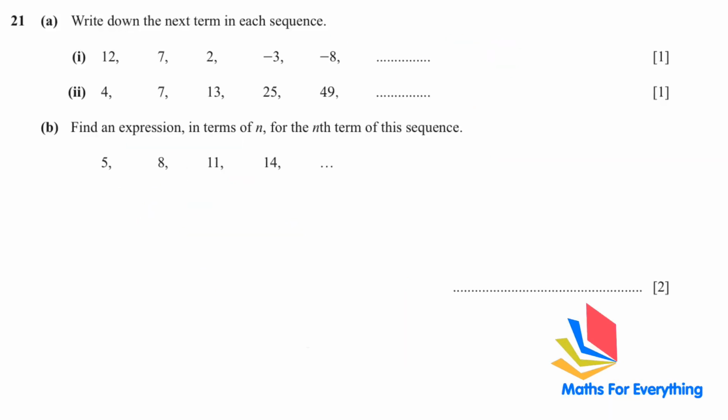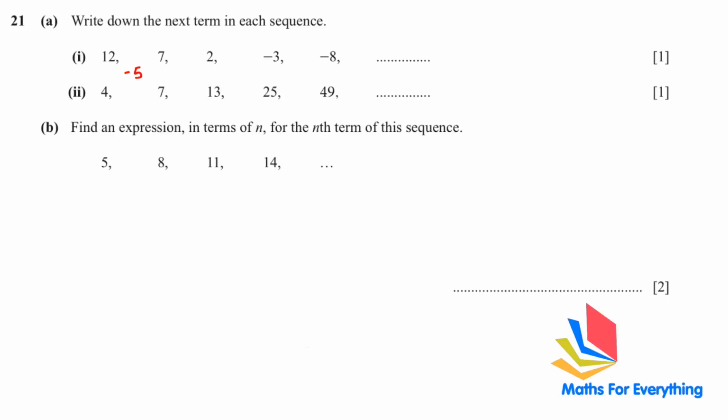Question number 20 is a sequence question. We have to write down the next term in each sequence. Let's look at the first one. We have been given 12, 7, 2, negative 3, and negative 8. How do we get the next term?